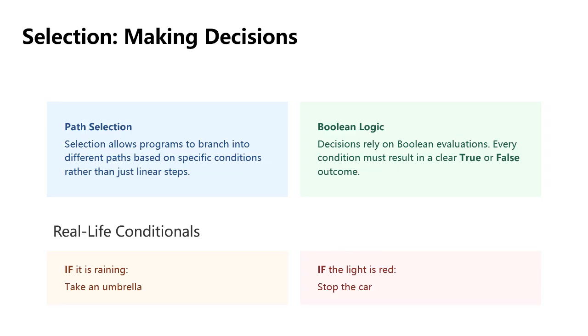To make this clearer, let's look at some real-life conditionals that you already use every day. You are already a master of selection logic in your own life. Think about the weather. If it is raining, then you take an umbrella. If that condition is false and it is sunny, you leave the umbrella at home. It's a simple binary choice. Similarly, when driving, if the light is red, you stop the car. By applying these same logical structures to our coding, we can build software that reacts to data and user input in real time. Before we dive into the actual code syntax, let's reflect on this for a moment.